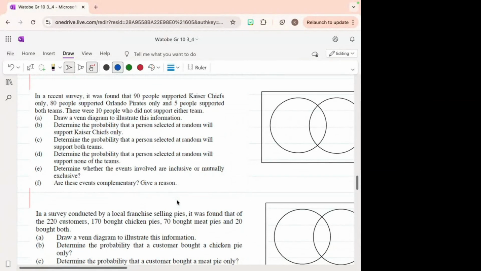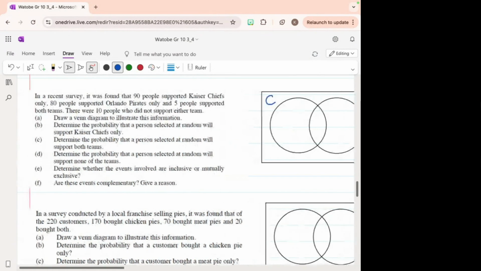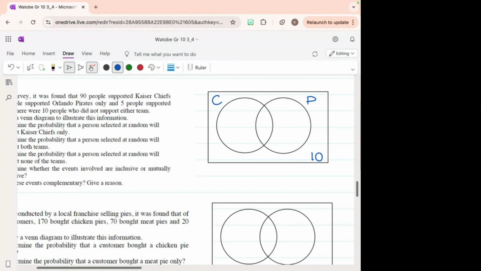In a recent survey, it was found that 90 people supported Kaizer Chiefs only. 80 people supported Orlando Pirates only. 5 people supported both teams. There were 10 people who did not support either team. So I've got the Chiefs, I've got the Pirates, and sitting on the outside here, I've got 10. 10 supported none. 5 people supported both teams. Where's that 5 going to go? That 5's going to go in the middle.